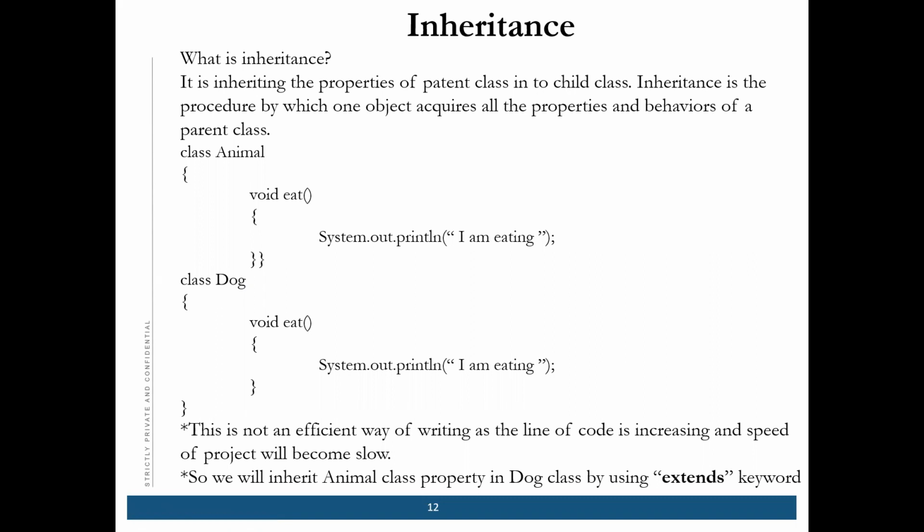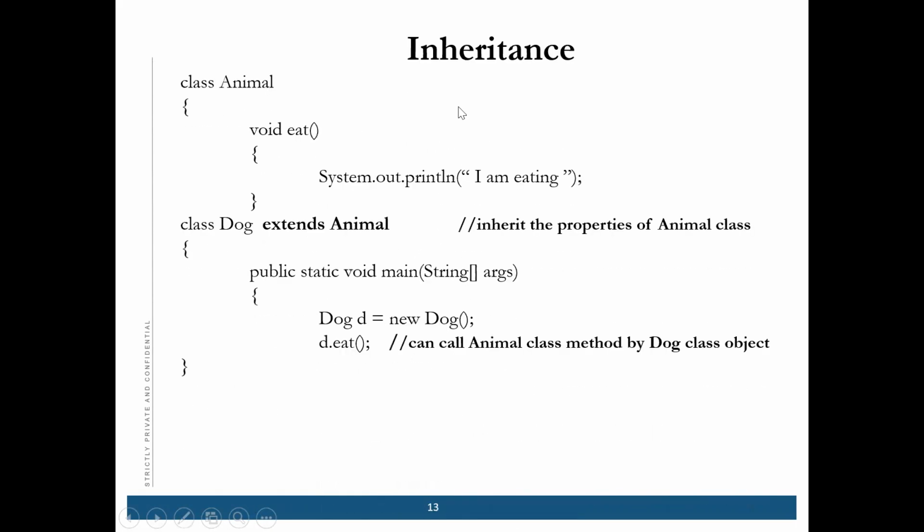If we are writing this, it is like a redundancy, right? We are writing the same thing again and again. Instead of that, what we can do, we will inherit the property of animal class in dog class, like in child class, and then we don't need to write this method. We can use this method only in our child class. Okay, see, this is the inheritance.